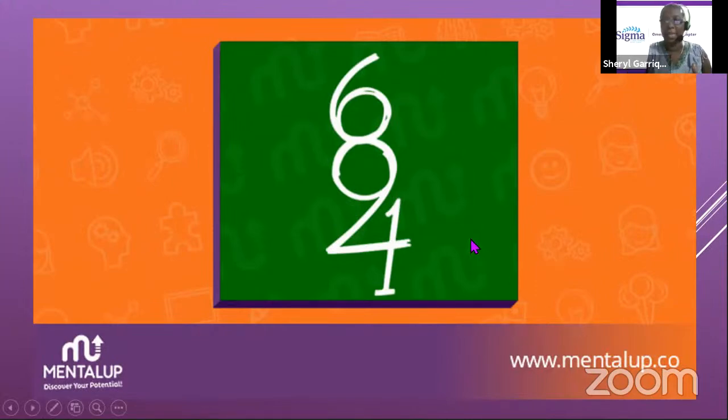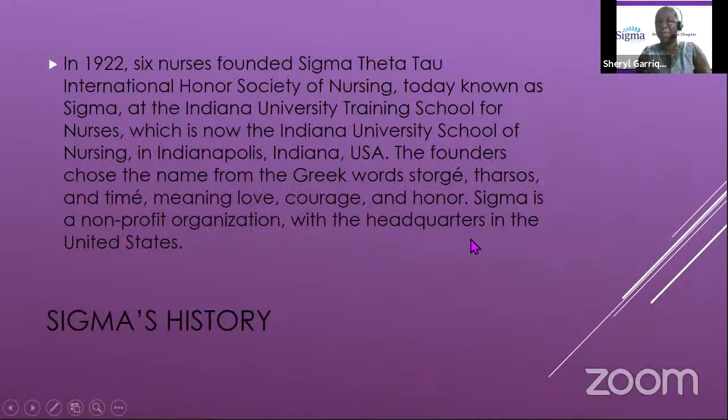So now that we've said that, let me just tell you a little bit about Omega Kappa and Sigma. So I shared before, so if you heard it, you probably know, but 6 nursing students wanted some activity that would complement school, and they founded Sigma Theta Tau International in 1922 in Indianapolis in the United States.